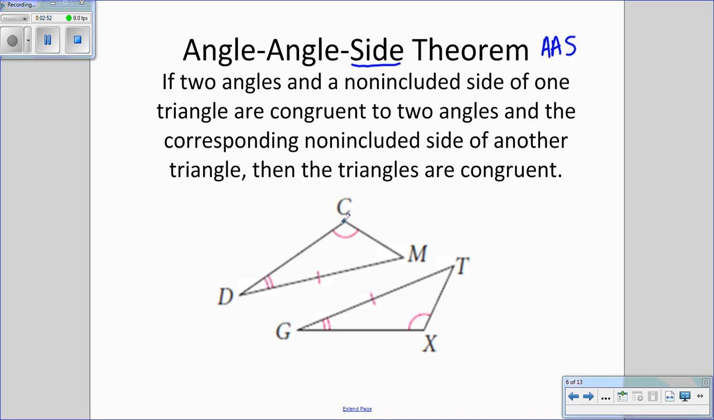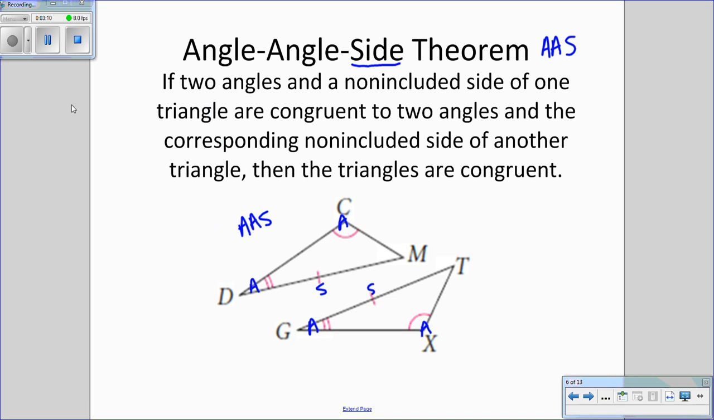So if we look here, we have one pair of congruent angles here, we have one pair of congruent angles here, and the two congruent sides are not between the two angles. So this would be angle angle side congruency.